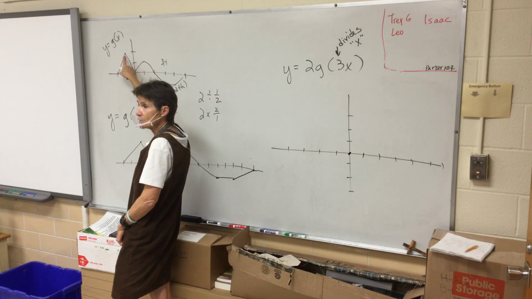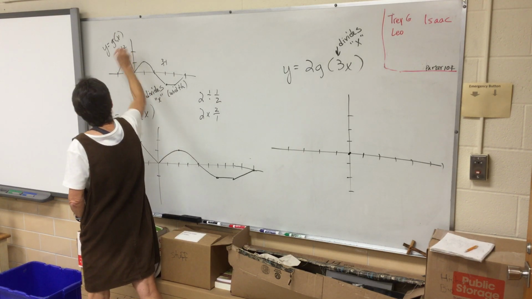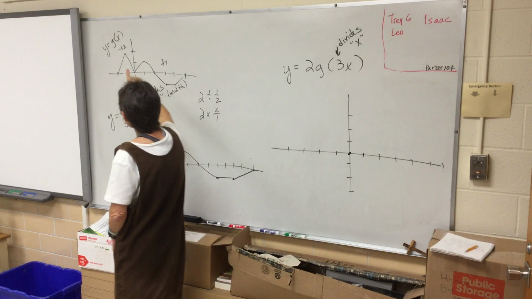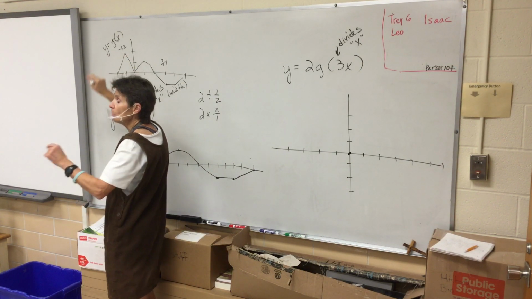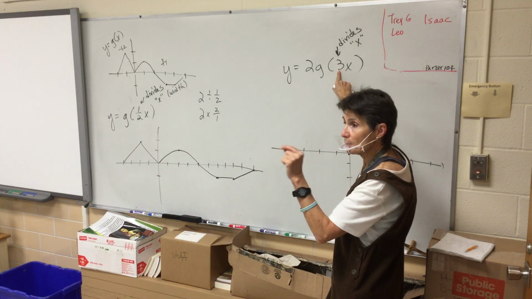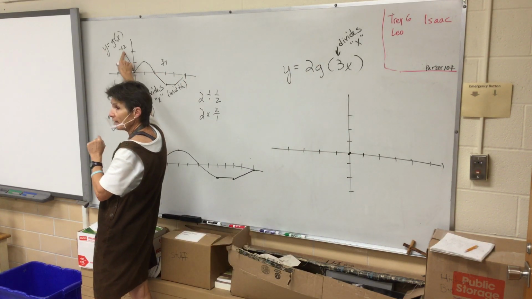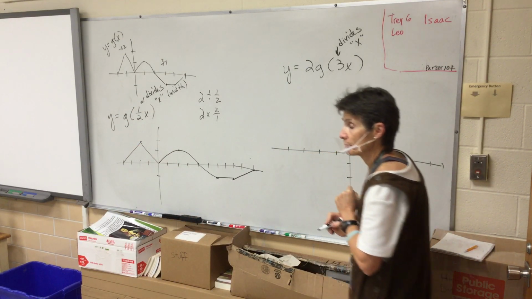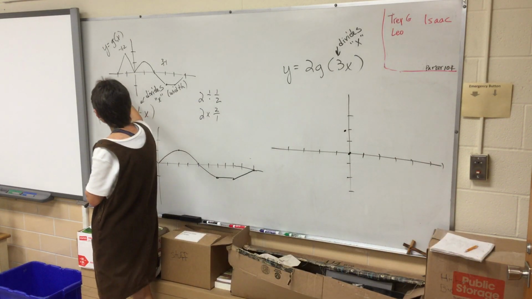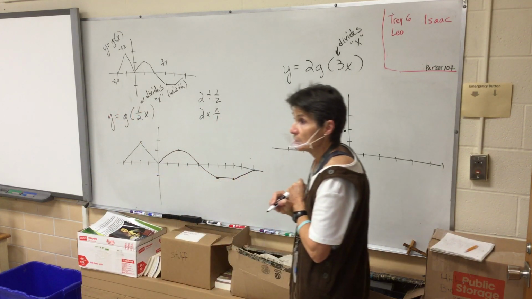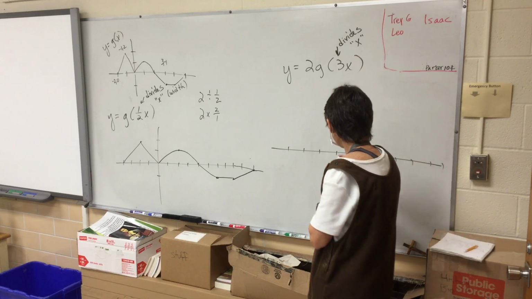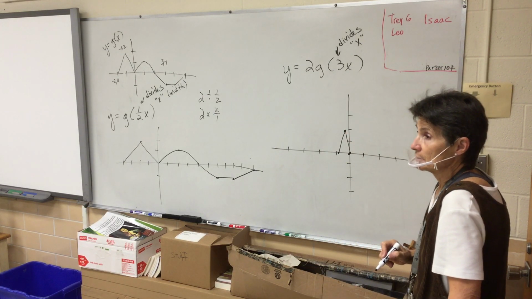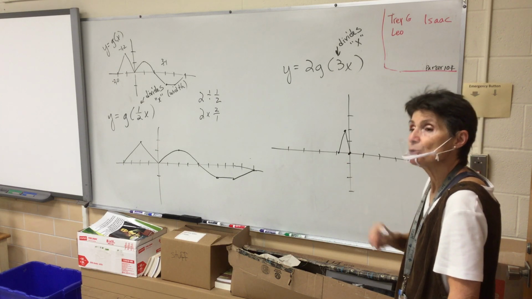What are the coordinates of this point in the original picture? -1, 2, right? This is going to divide that X by 3. So where is this point going to end up? No. We are dividing the X by 3. So where is this point going to end up? -1/3, 2. What is this point in the original? -2, 0. Divide the X by 3 and we'll be at -2/3, 0. So there's my triangle. It used to be 2 wide, now it's 2/3 wide.